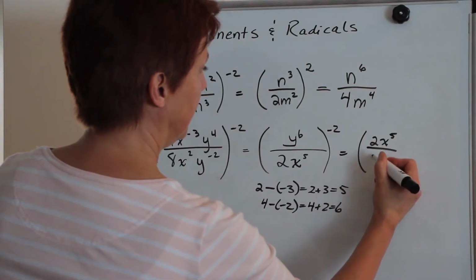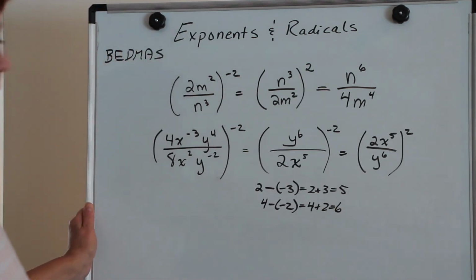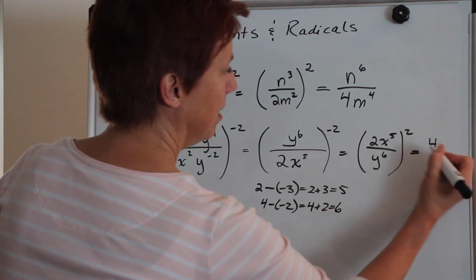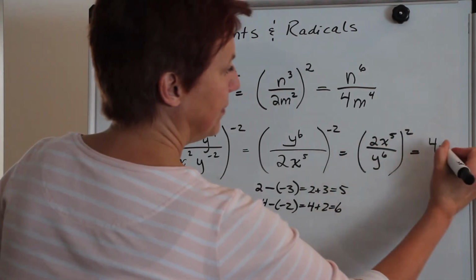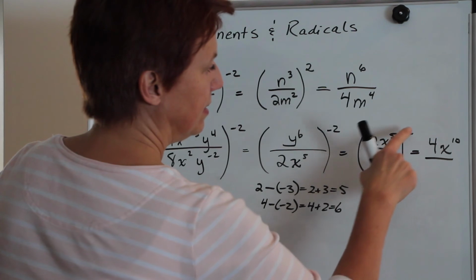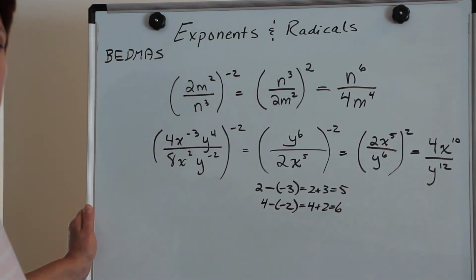So the denominator becomes the numerator and the numerator becomes the denominator, and now I have a positive exponent too. And now I can apply that 2 exponent to everything that's inside the brackets. So 2 squared is 4, x to the 5 squared is x to the power of 10, and y to the 6 squared is y to the power of 12. Okay, and now that one's done.